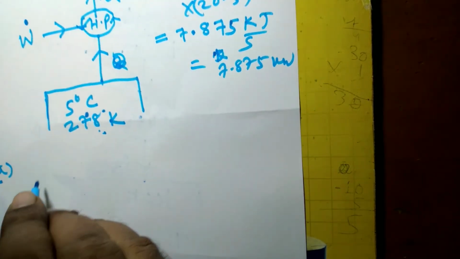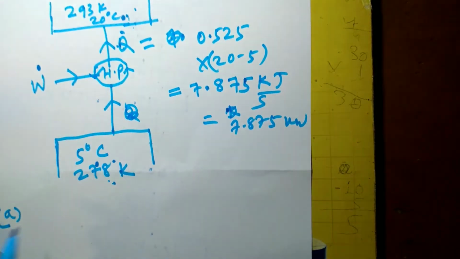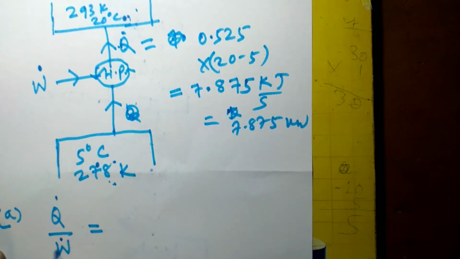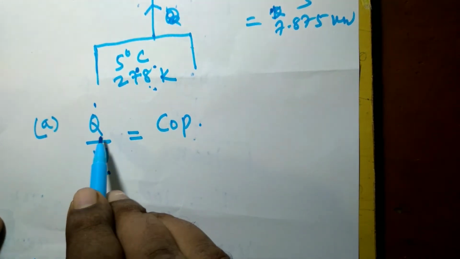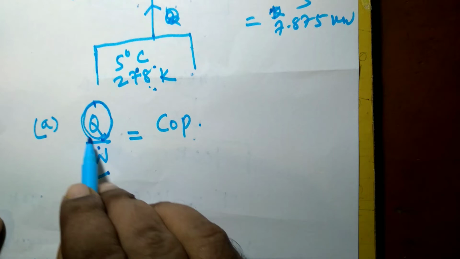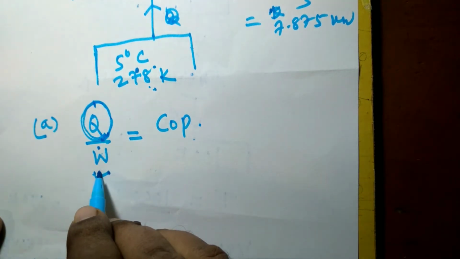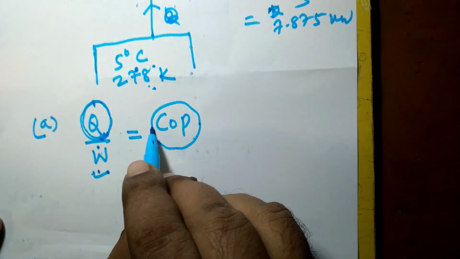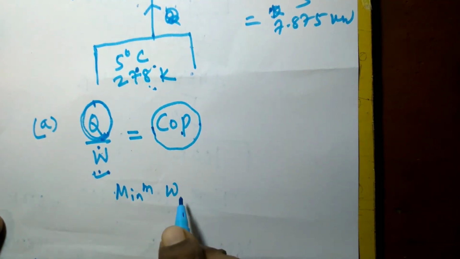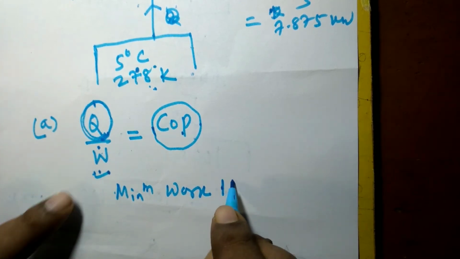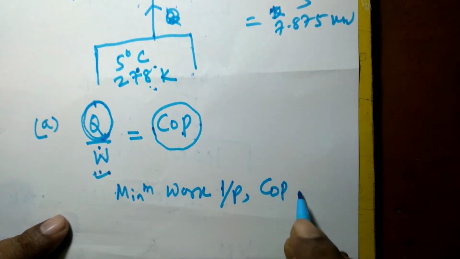So now, for minimum work, COP of heat pump is Q dot by W dot. This is the rate of power in or power input. But for minimum work consumption, you see, this heat is constant in this case. This heat has to be supplied. For minimum work consumption, this COP has to be maximum, and COP will be maximum for minimum work input. This is input only.